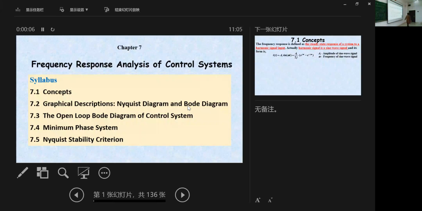Continue chapter 7 a little bit. Last chapter we talked about response in what domain? Time domain. Yes. So this chapter is about frequency response analysis, response in the frequency domain. Here is the syllabus for this chapter. First the concept, then graphical descriptions, the Nyquist diagram and Bode diagram, named after two scientists who invented them. Third, the open loop Bode diagram of a control system, then minimum phase systems and the Nyquist stability criterion.